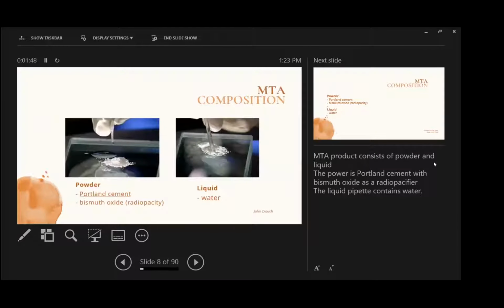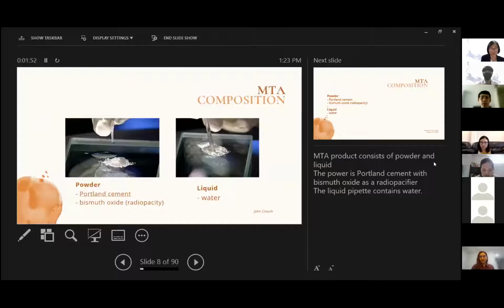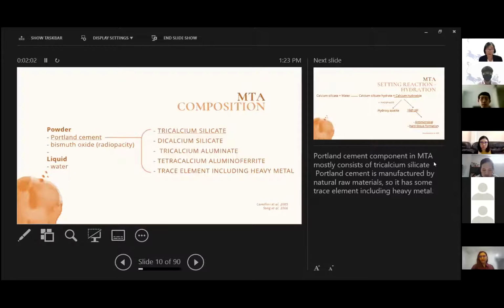MTA product consists of powder and liquid. The powder is Portland cement with bismuth oxide as an opacifier. The liquid pipette contains water. Portland cement component in MTA mostly consists of tricalcium silicate. Portland cement is manufactured by natural raw materials, so it has some trace elements including heavy metal.